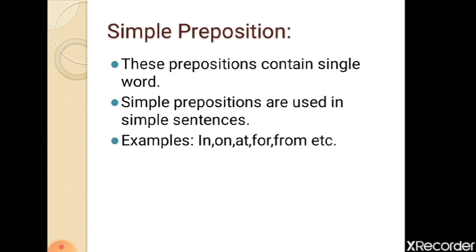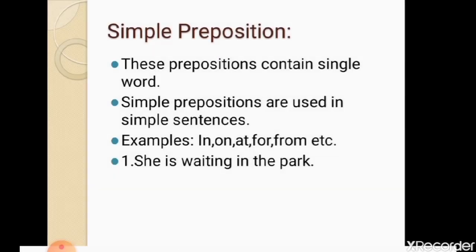Examples of simple prepositions are in, on, at, for, from, etc. Now, let's take the first example. She is waiting in the park. Now, where is she waiting? In the park. So, she is waiting the park. No relation is there. No linking is there. But in is a linking word here and hence it is a preposition.